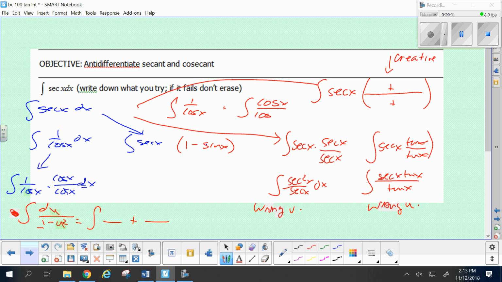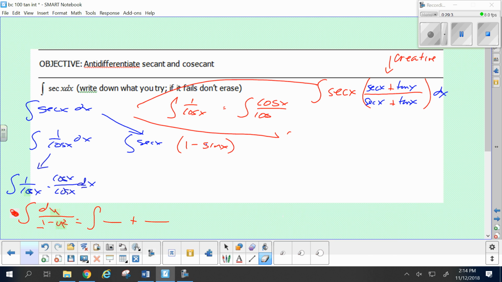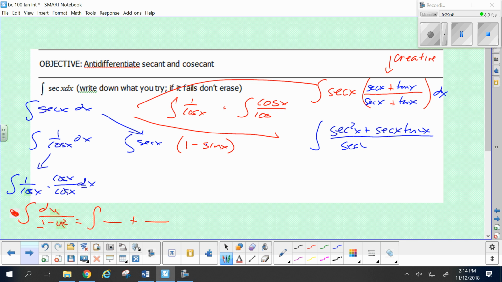What's a good sum to multiply by? Obviously, I can see sines and cosines, but something great to multiply by is secants and tangents. So let's try secant plus tangent over itself. Now that, I think you'll agree, is mathematically sound because that's just a 1. The numerator becomes secant squared plus secant tangent. Now that's feeling pretty good because those are both derivatives of known quantities, right? And the denominator is secant plus tangent.